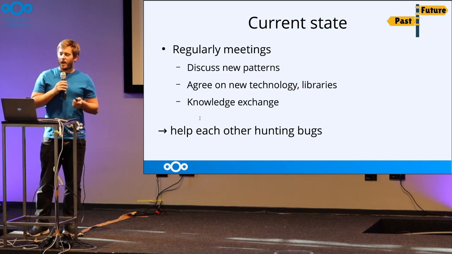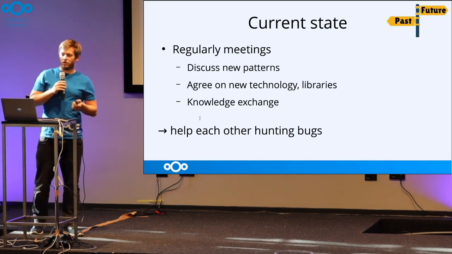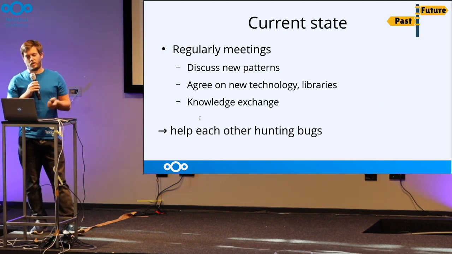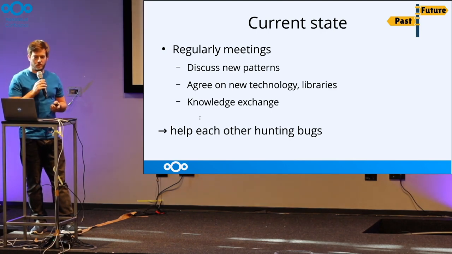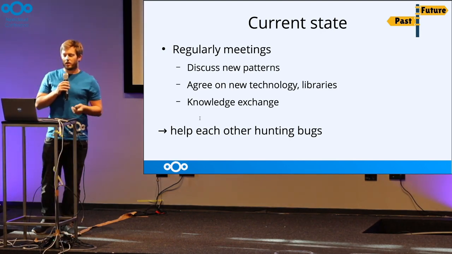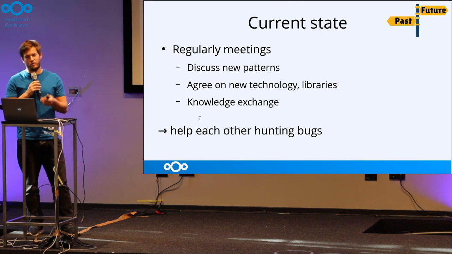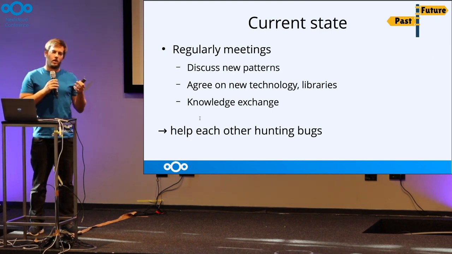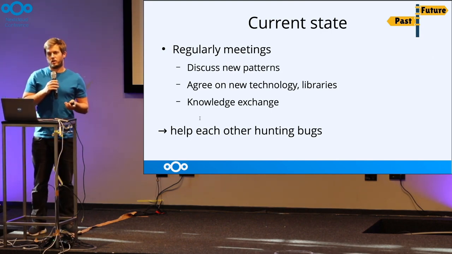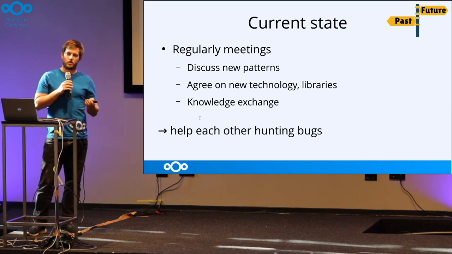So the teams were on their own, and we just figured out that this is kind of not good. And now we wanted to transition into a better system, so we implemented regular meetings where we're discussing new patterns and agreeing on new technologies. For example, we now want to switch our image library on Android Files. It's a self-implemented version.